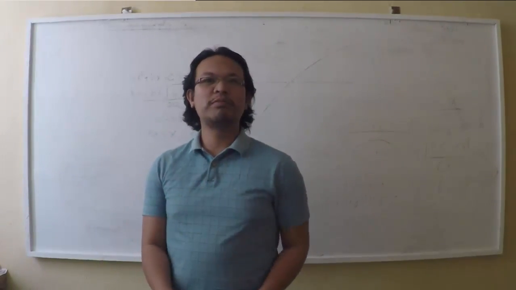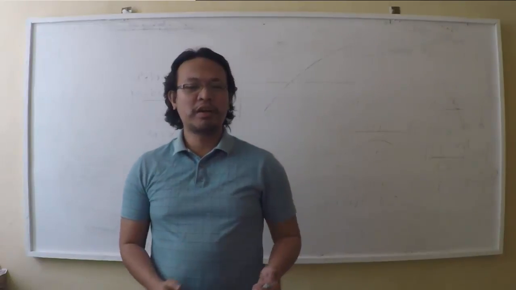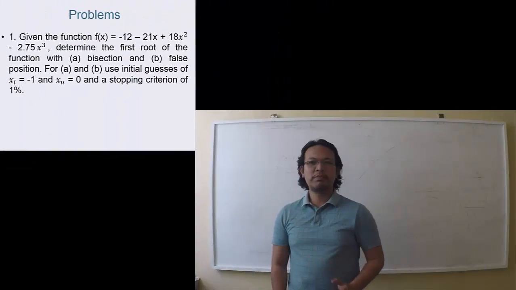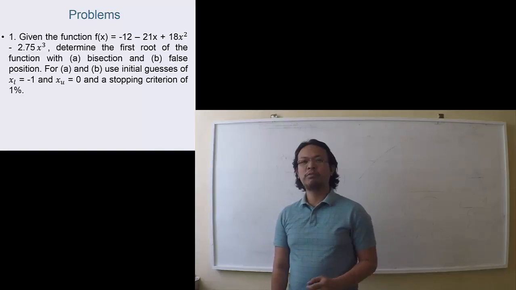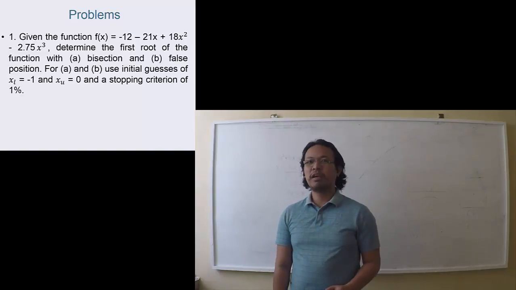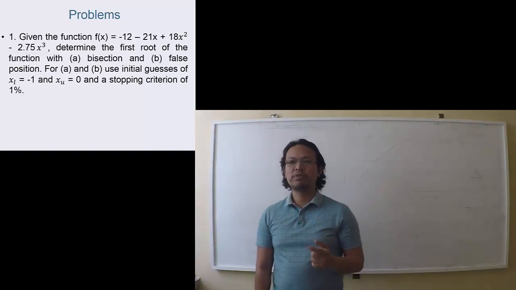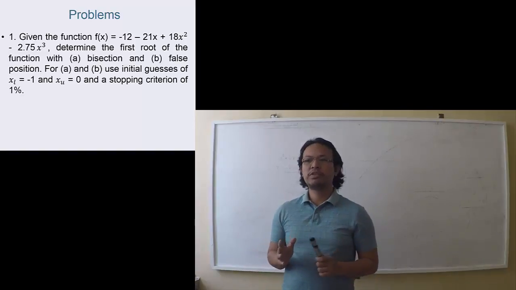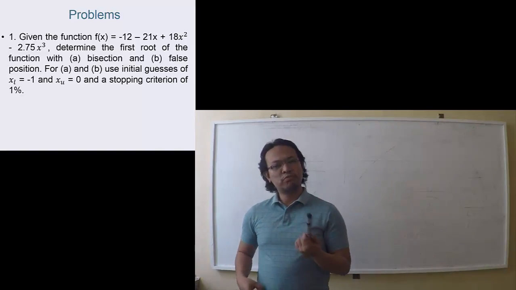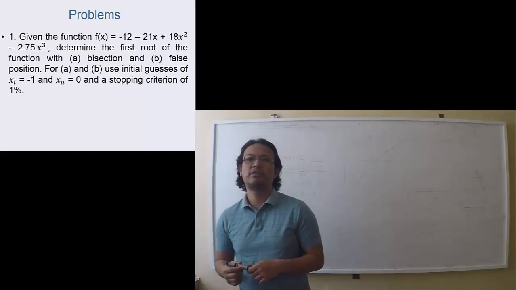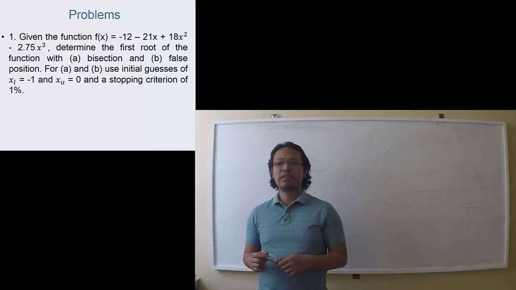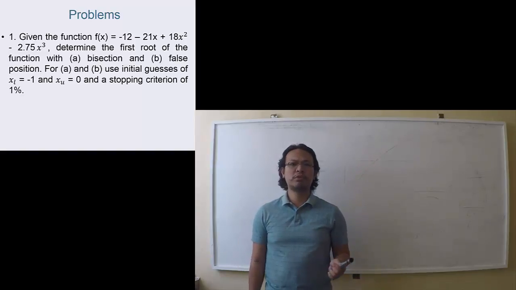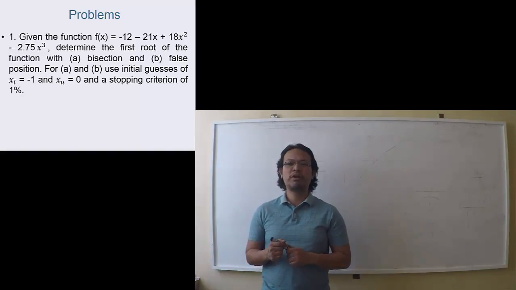Let's try to solve a problem with regards to bracketing methods, and the problem is already on your screen right now. I will read it. Given this function f of x is equal to negative 12 minus 21x plus 18x squared minus 2.75x cubed, determine the first root of the function with bisection, and the other one will be false position. For these two methods, we will use initial guesses of x equal to negative 1 and x equal to 0, and a stopping criterion of 1%.